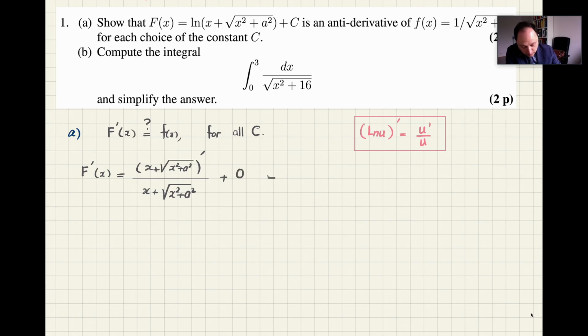But now the derivative of the numerator, the derivative of x is 1. And then hopefully you remember the derivative of a square root of u is u prime divided by 2 square root of u. Okay, so I use this and differentiate this one, so it becomes plus 2x, which is u prime, divided by 2 times square root of x squared plus a squared, and the whole thing divided by this expression.